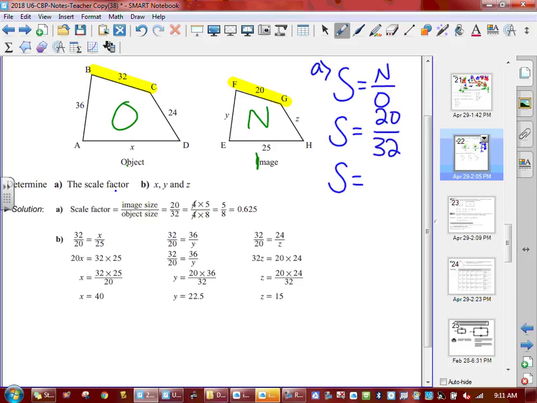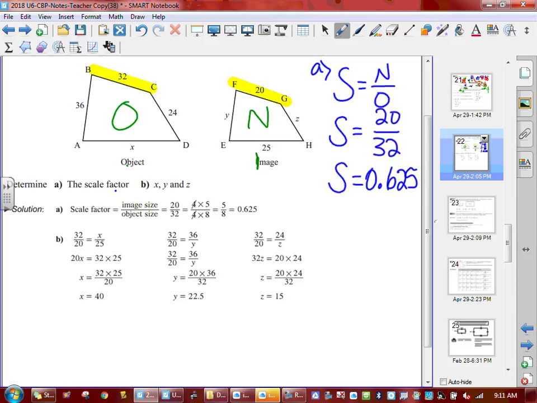0.625. So you should get 20 divided by 32. Okay, small number on top, big number on the bottom. That's how we know they got smaller. Okay, so there's our scale factor.